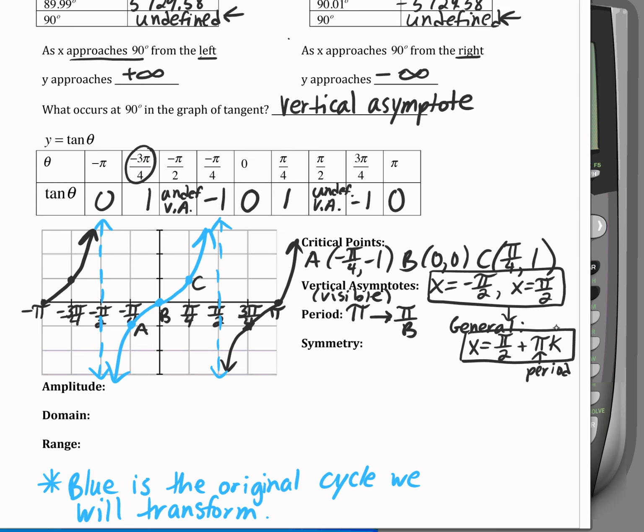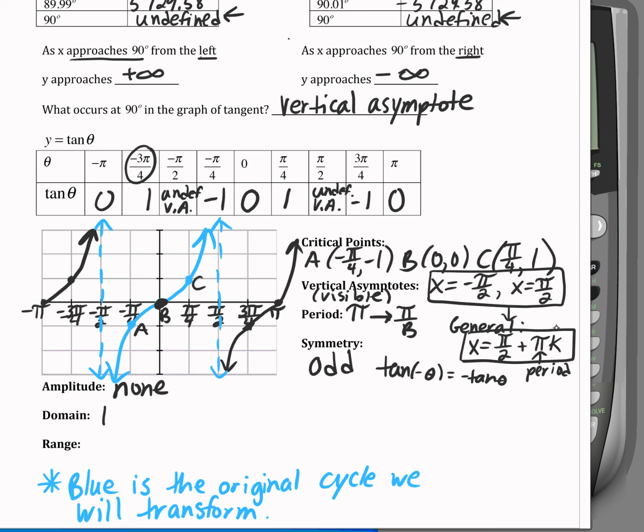This symmetry is odd. I can't really show this in a video, but if you put your pencil on your origin, it does go through the origin, and if you rotate this 180 degrees, the graph will look the same. Amplitude, we don't have any because we don't have a max and min point, so that's also different.